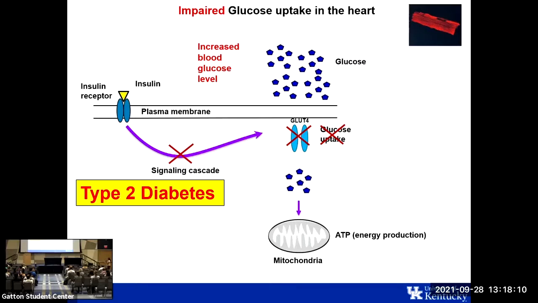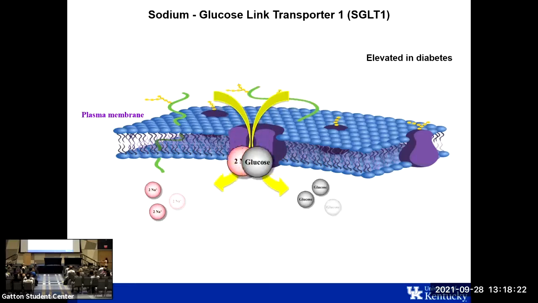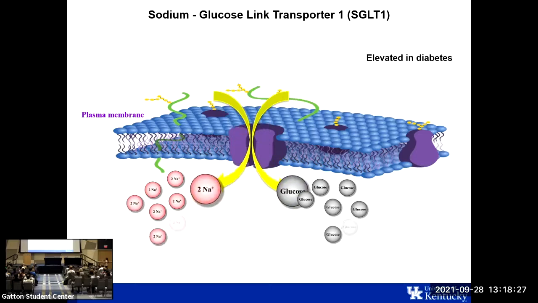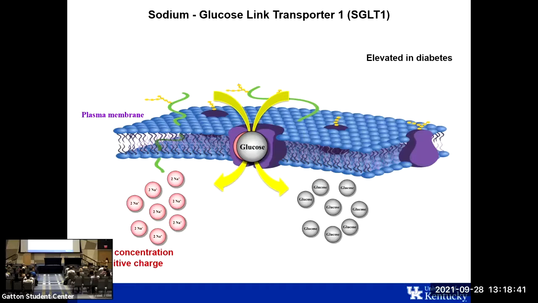However, our body tries to bring in glucose during type 2 diabetes itself by arranging another alternative transporter, called the sodium glucose linked transporter. So during diabetes, our body increases this transporter protein. However, while it brings glucose, it also brings 2 sodium ions within the cell. So the sodium concentration within the cell increases, and so the positive charge increases. Let us see what are all the negative effects of having more sodium within the cell.